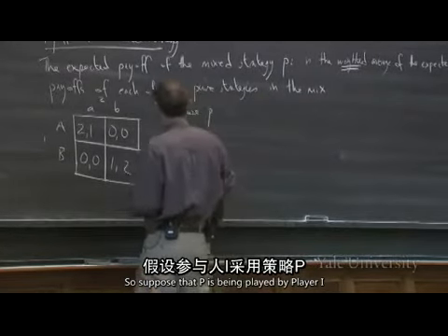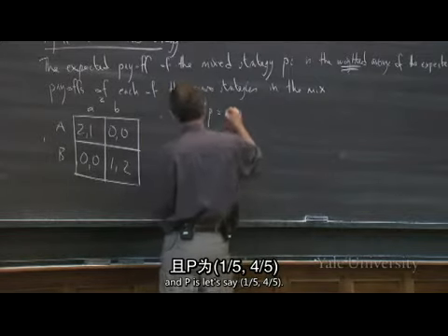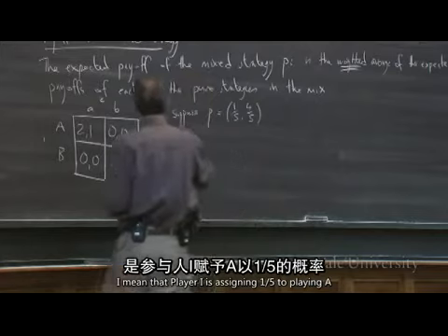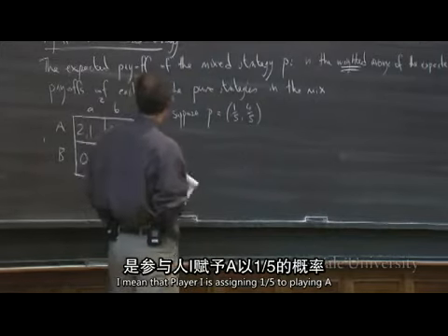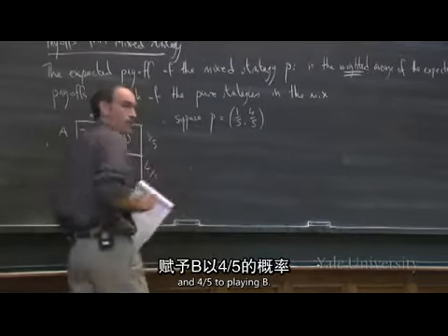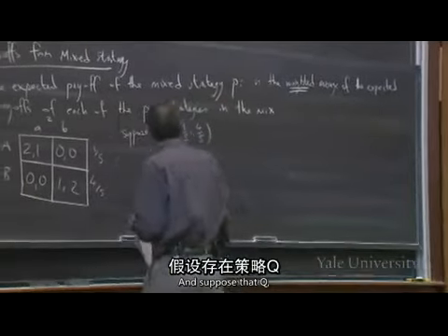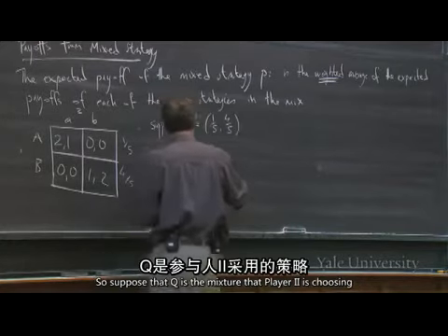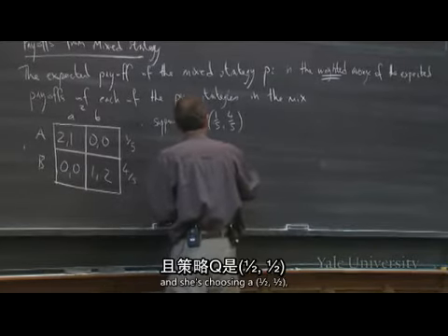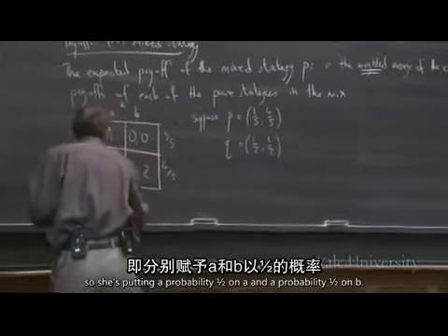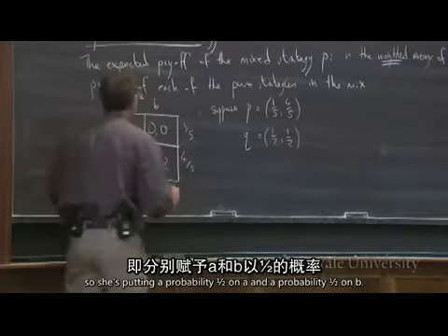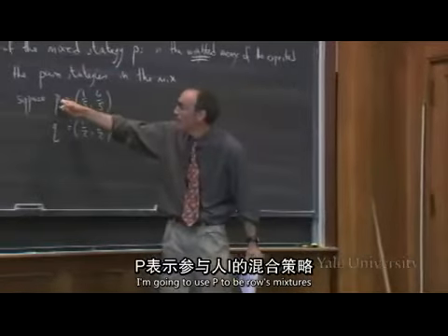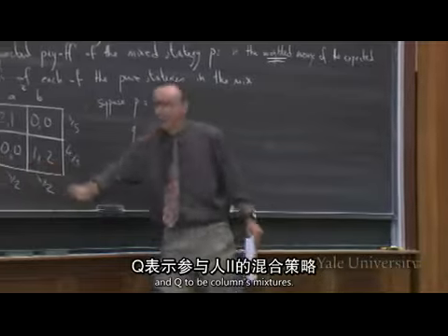that P is what's being played by player 1, and P is, let's say, 1/5, 4/5. So what do I mean by that? I mean that player 1 is assigning a fifth to playing A and 4/5 to playing B. All right? And suppose that Q, so I'm going to use P and Q because it's convenient to do so rather than calling them P1 and P2, is the mixture that player 2 is choosing, and she's choosing a 50/50. So she's putting probability a half on little a and probability a half on little b. Just to notice that I switched notation on you a little bit, for this example, to keep life easy, I'm going to use P to be rows mixtures and Q to be columns mixtures.